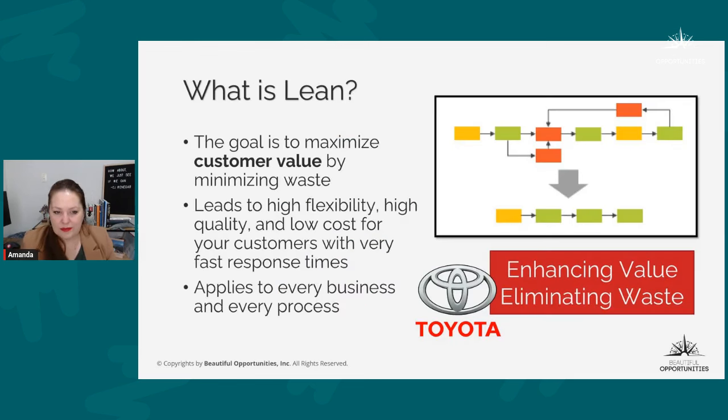So, what is lean? Lean is all about maximizing customer value by eliminating waste. Now, this methodology came to us from Toyota. It was adopted by Toyota and adjusted by Toyota from Ford. So Henry Ford started the assembly line, and Toyota picked that up, and they had to do more with less after World War II, or they weren't going to survive.